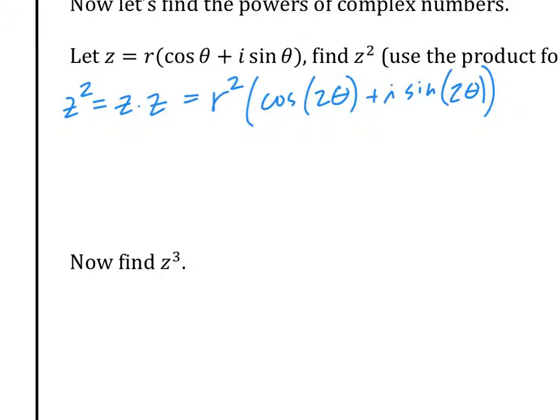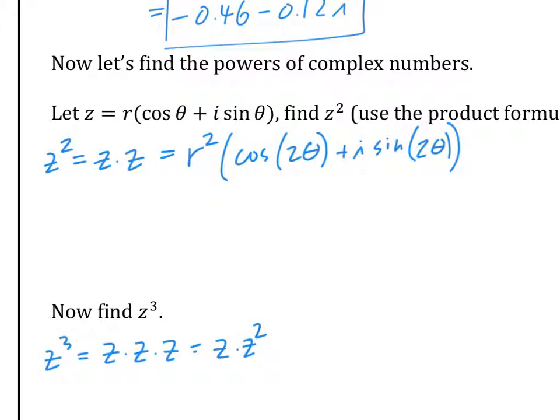Z cubed. Yes, this is going to be on the test. Z cubed is equal to what? Z times z times z, or z times z squared, right? And we just did z squared. So z times z squared is z cubed. Z is this one, what we started with. Z squared is what we just calculated.